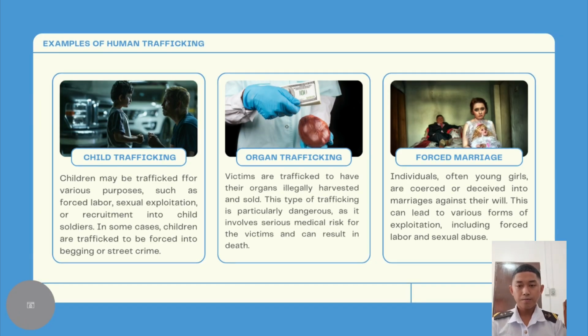Additional information about examples of human trafficking is child trafficking. Children may be trafficked for various purposes such as forced labor, sexual exploitation, or recruitment into child soldiers. In some cases, children are trafficked to be forced into begging or street crime.